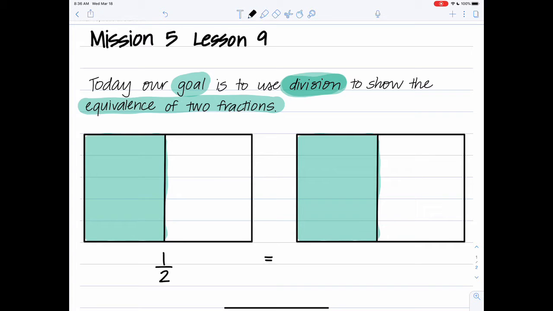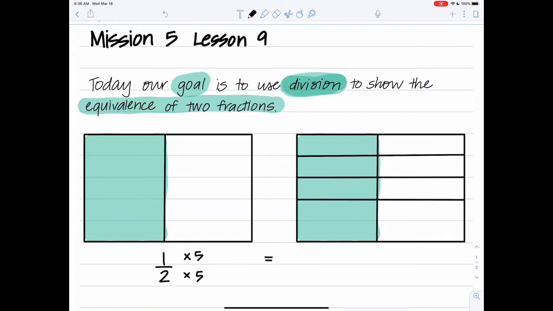So below we're going to look at 1/2 and its equivalence to something else. We're going to find its equivalence by multiplying it by 5 parts, so we're dividing each part into 5 equal groups. We know that on the left we have 5 parts shaded in, which is 1 times 5. And we have a total of 10 parts in the denominator, which is 2 times 5. So 1/2 is equivalent to 5/10.